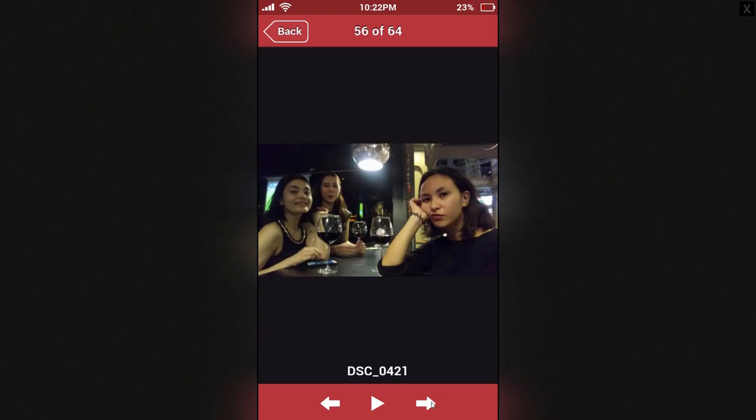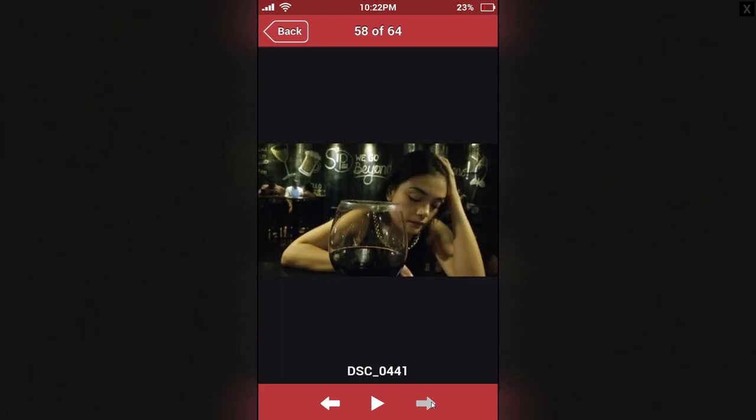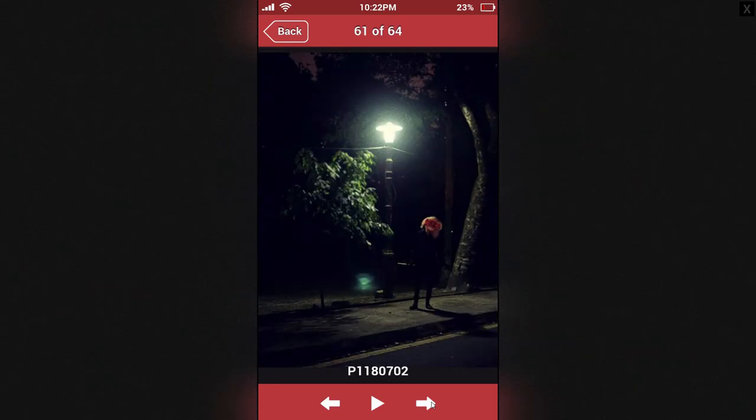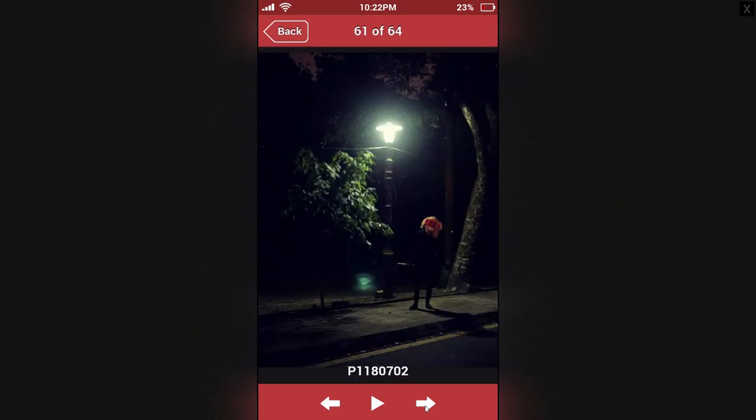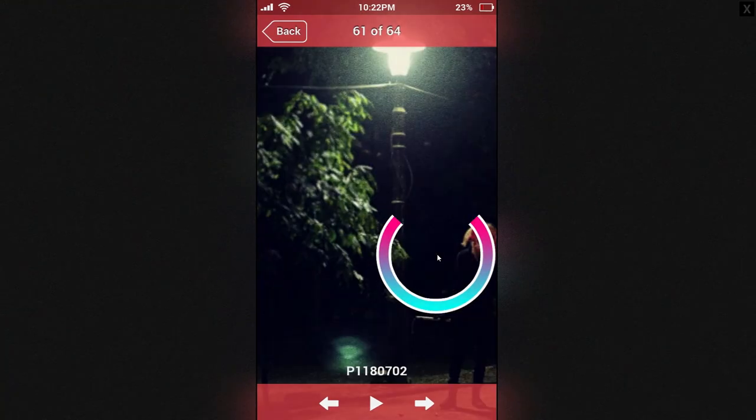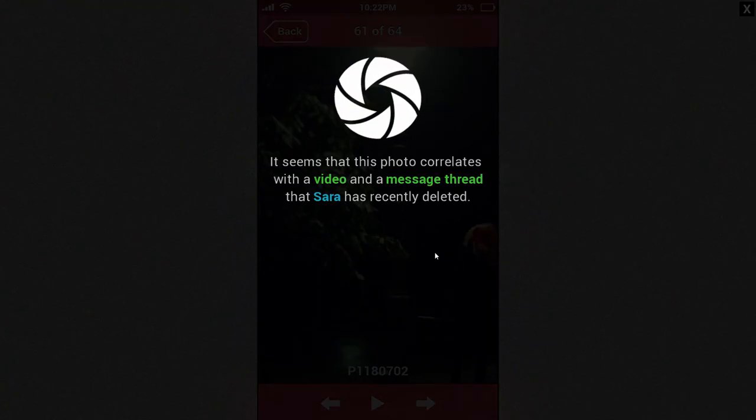Oh, there's Aya. Huh. That's a creepy picture. Okay, that's her in the dark. Okay, I thought that one was like her making weird motions, but this one is definitely weird.